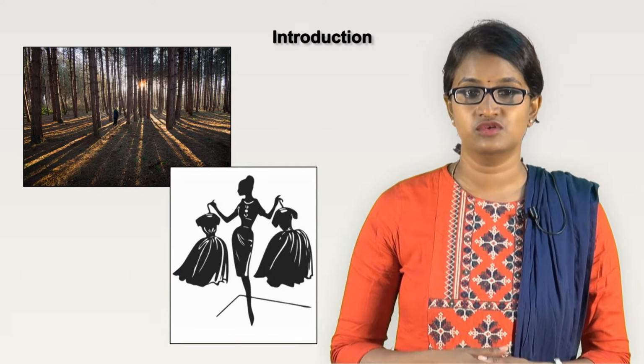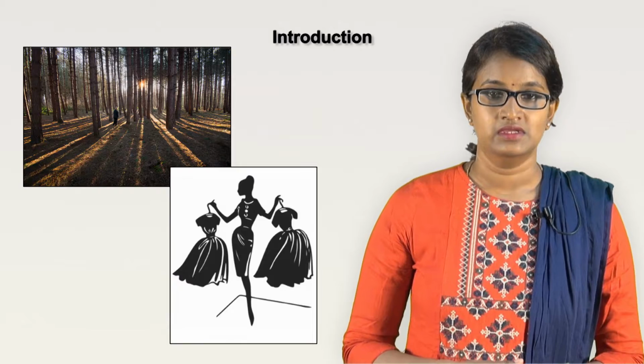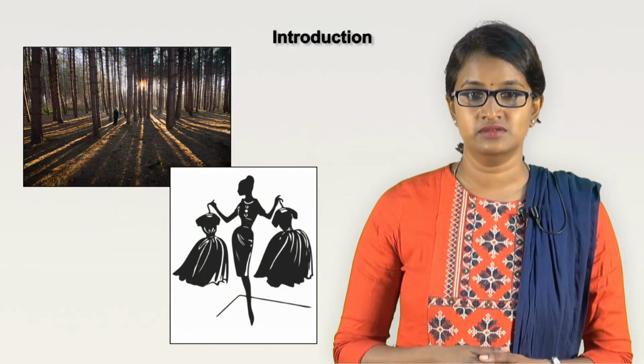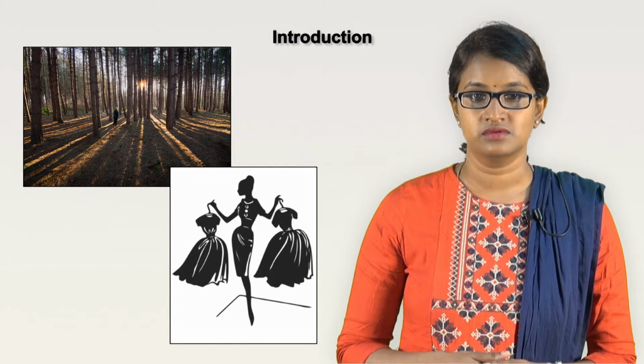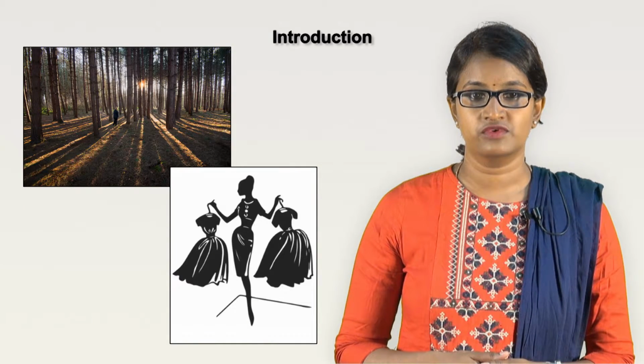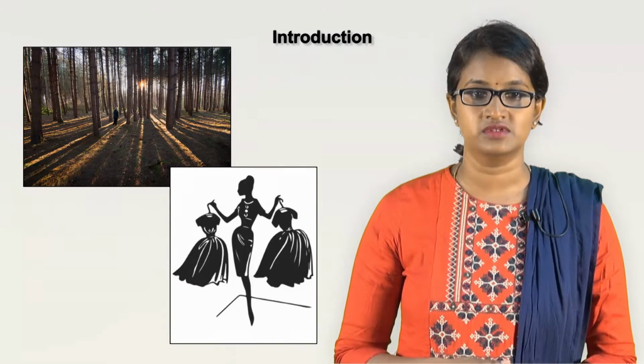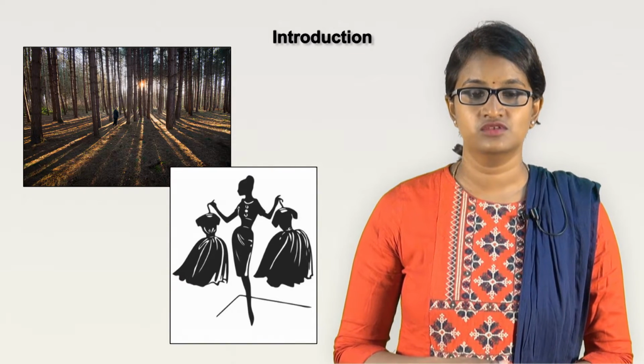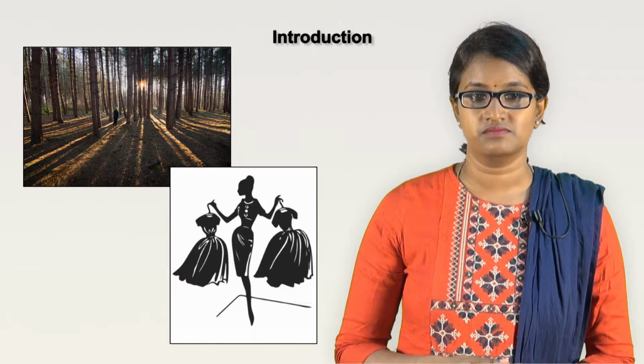However, line is not always explicit. It can exist by implication as the edge of forms. We can speak of a horizon line or the lines of a car or a fashion silhouette, even though we know there is no literal line present.